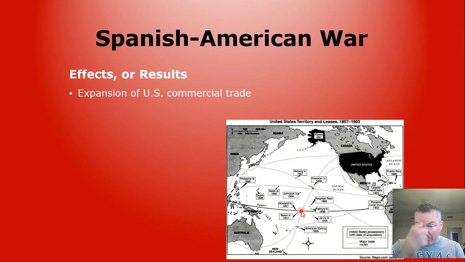I don't expect you to be able to read all this stuff, but it shows some territories we took over that Spain used to control. And I do want to show you this right here. You see where I got the little pointer right there?